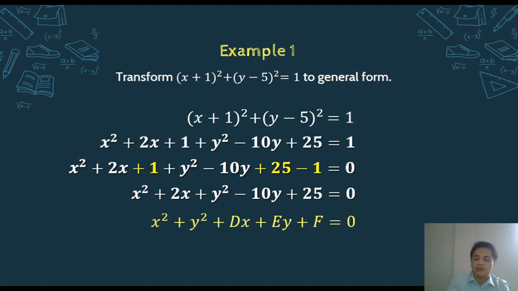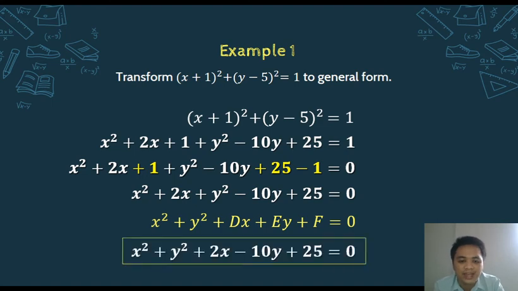So ilagay mo yung x squared sa unahan, y squared, x, yung y, tapos constant. So pag inayos natin yan, this will become x squared plus y squared plus 2x minus 10y plus 25 equals 0. Kung napapansin mo, dinala ko lang naman, pinagpalit ko lang ng pwesto yung y squared tsaka yung 2x. At kung napapansin mo, siya ay naka-general form na. Di ba?